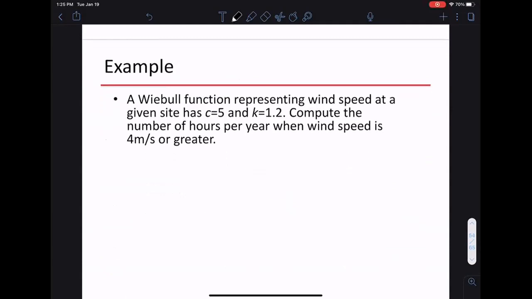Right, so at a wind site, somehow we got enough data to fit a Weibull function that represents the wind speed and has two parameters: c equals 5, k is 1.2. Then we want to compute the number of hours per year when wind speed is 4 meters per second or higher. So this is what we want to compute.